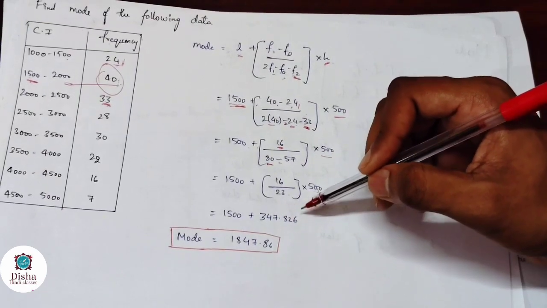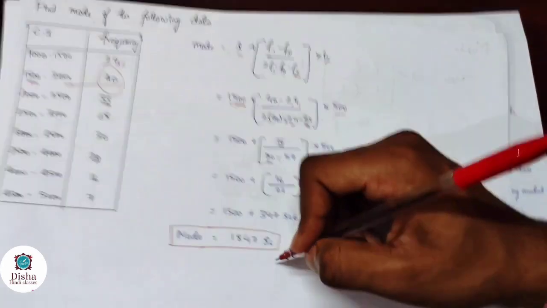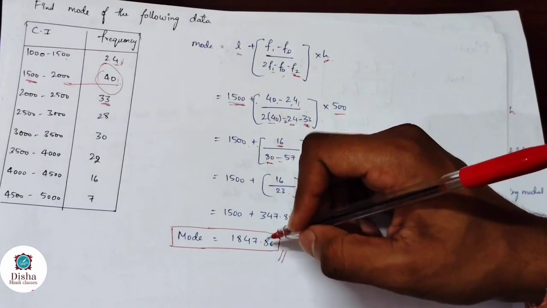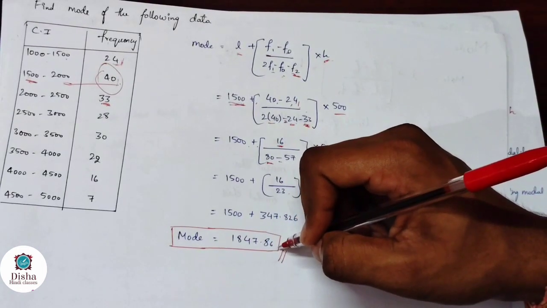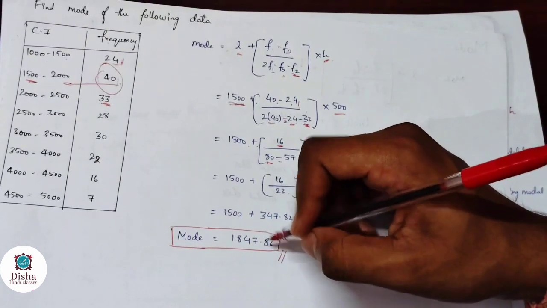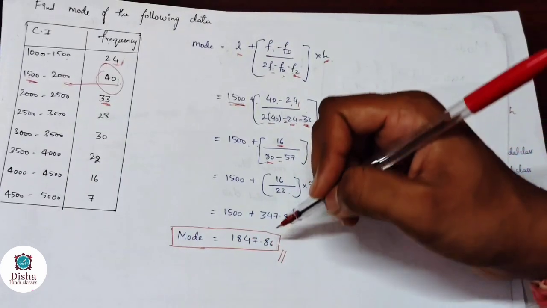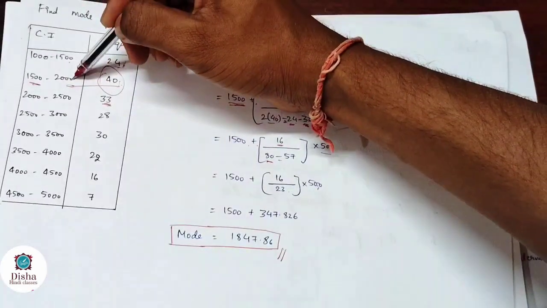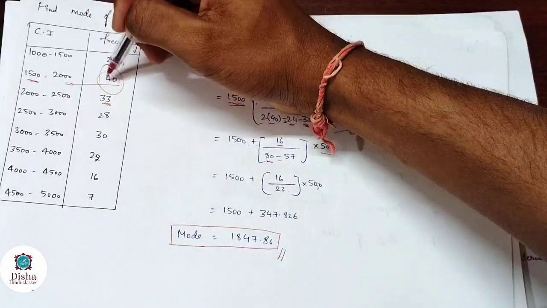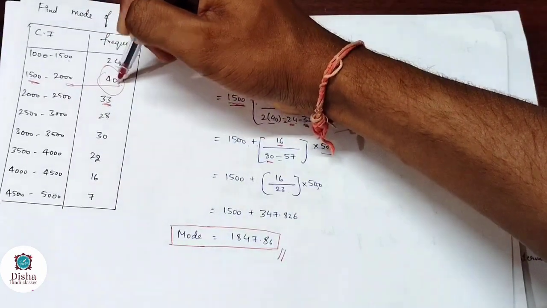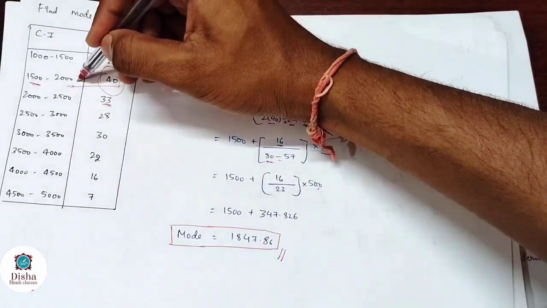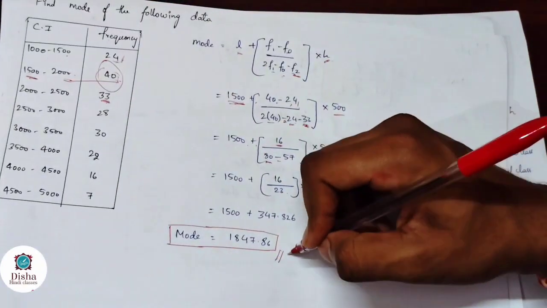If we add both, we get the mode as 1847.86. So here you can observe that 1847.86 lies between 1500 to 2000, and the most repeated value is also 40. So it lies in our model class. So this is the mode.